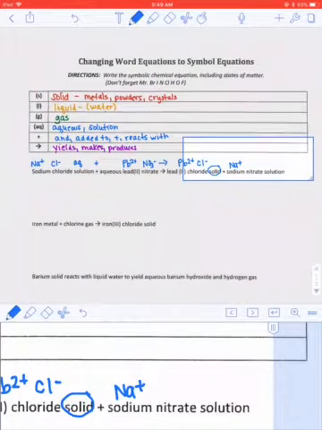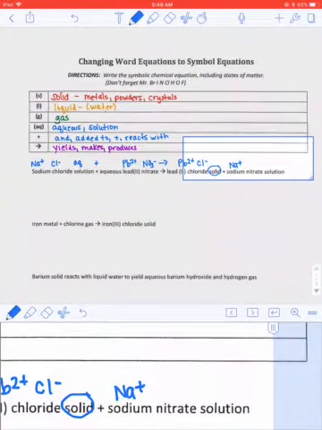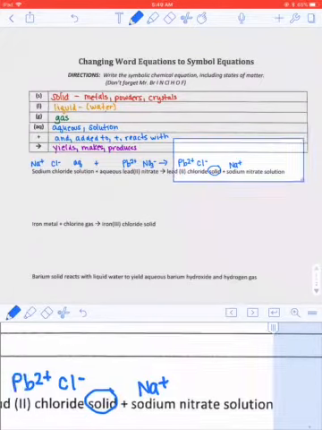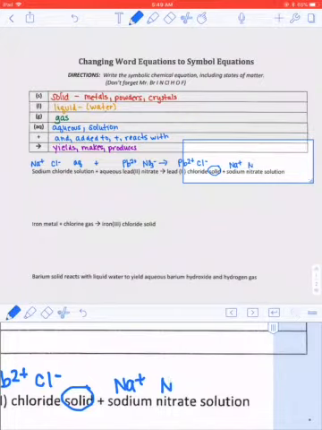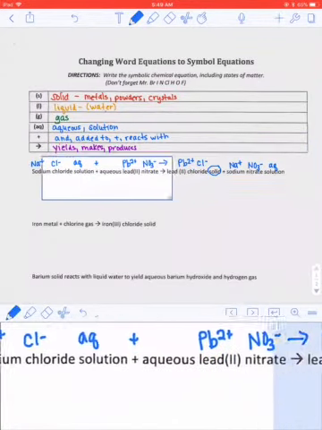And how do I know that the sodium is an ion? It's because it's mixed together with something else. It doesn't say sodium metal. It says sodium chloride or sodium nitrate. So that's how I know it's a compound.